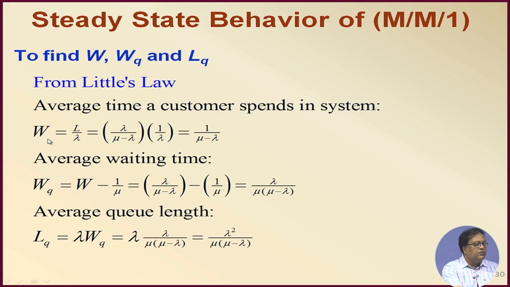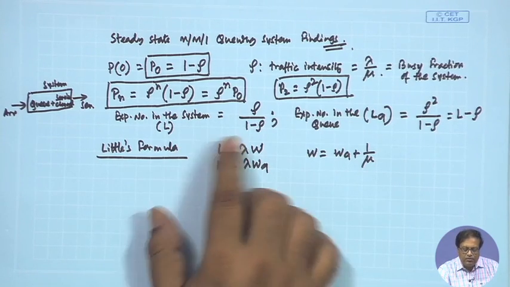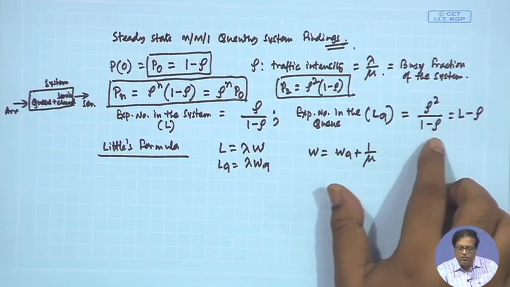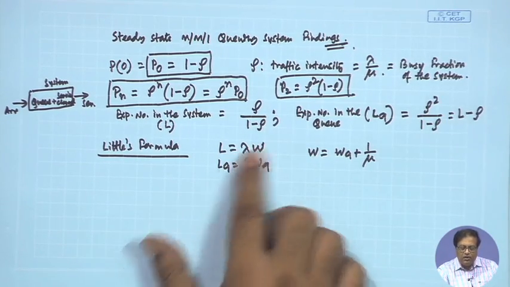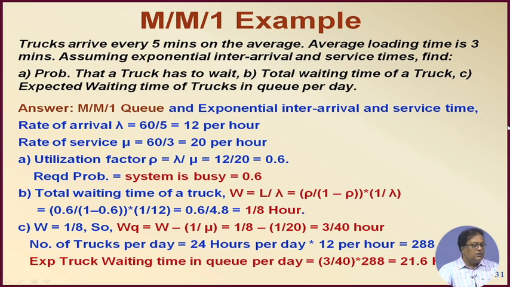So, how is W? W is L by lambda, Wq is W minus 1 by mu, Lq is lambda Wq. So, all of these things can be very easily obtained. You have to simply remember Little's formula, right. So, if you look at the slide once again, we know L equal to rho by 1 minus rho, Lq equal to L minus rho or rho square by 1 minus rho, and you can use all these Little's formulas, right.